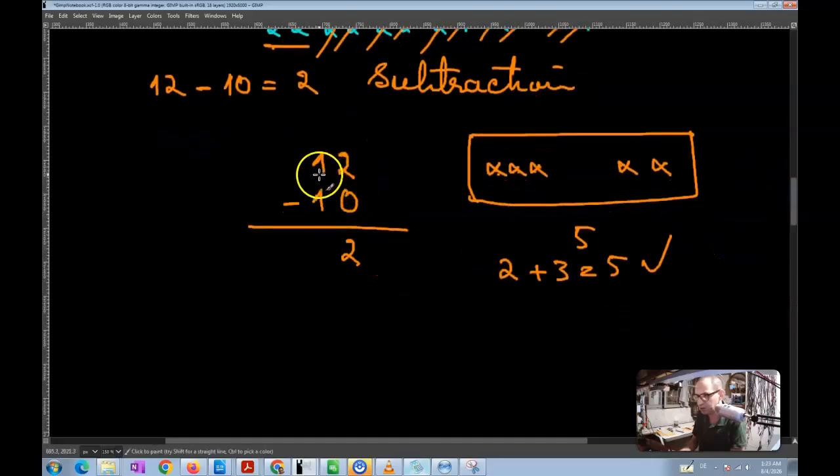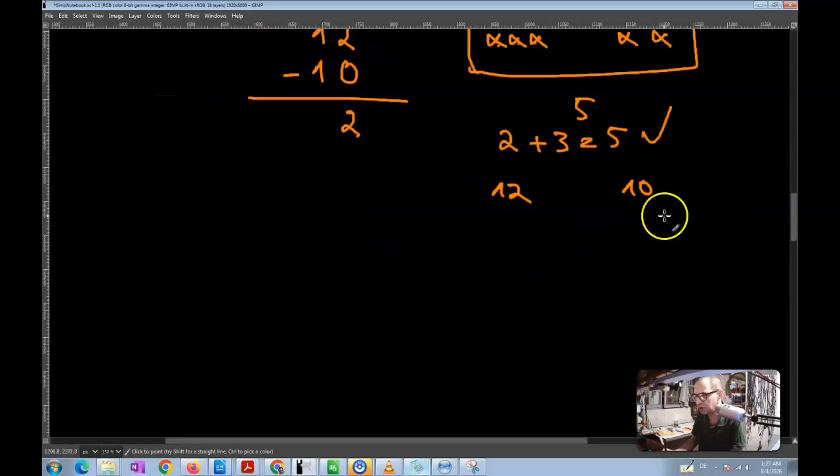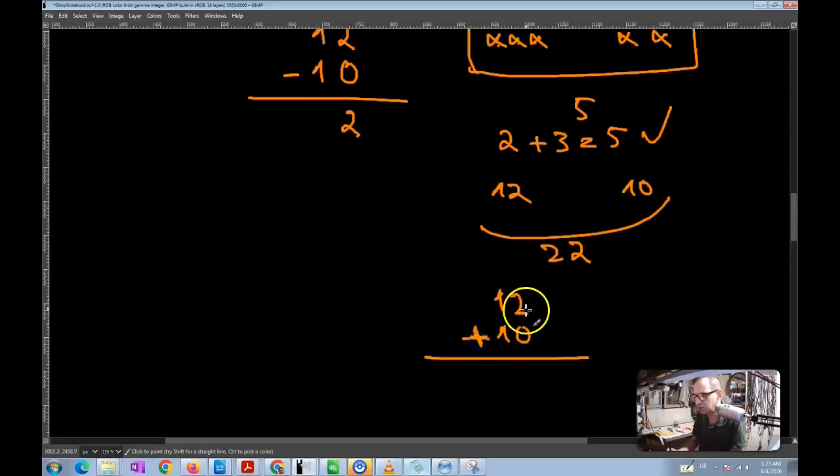Suppose, for example, I have 12 plus 10. Let's say this operation was 12 marbles and 10 marbles. I put them together and I got 22 marbles. This operation would be 12 plus 10. To do the operation, 2 plus 0 is equal to 2, and then 1 plus 1 is equal to 2. So I have 22 marbles. This kind of operation most people can do without any problems.